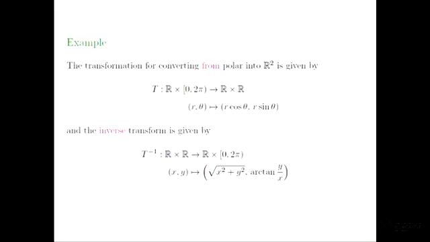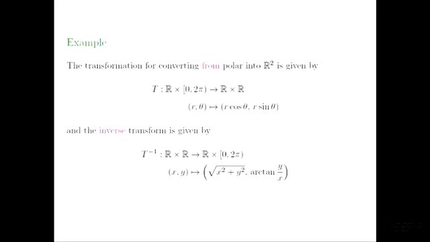All right, so as a concrete example, because I know this general stuff is confusing, the transformation for converting from polar into R2 is given by this transformation. You give me a pair comprised of a real number and an angle, and I map this real value and an angle to r cos theta, r sin theta. That gives us our transformation from polar into Cartesian.